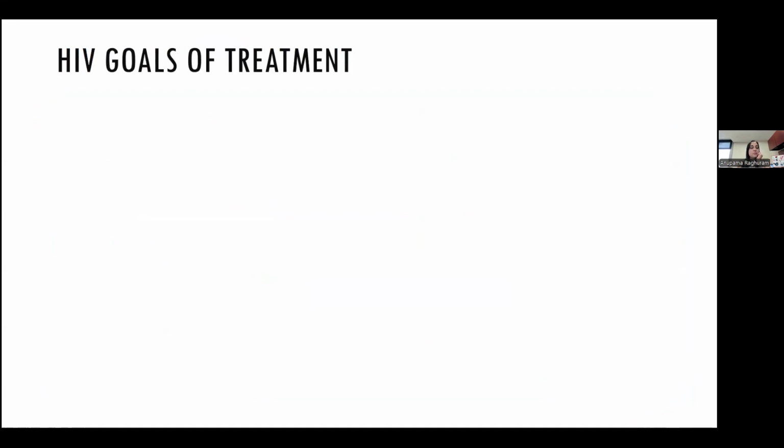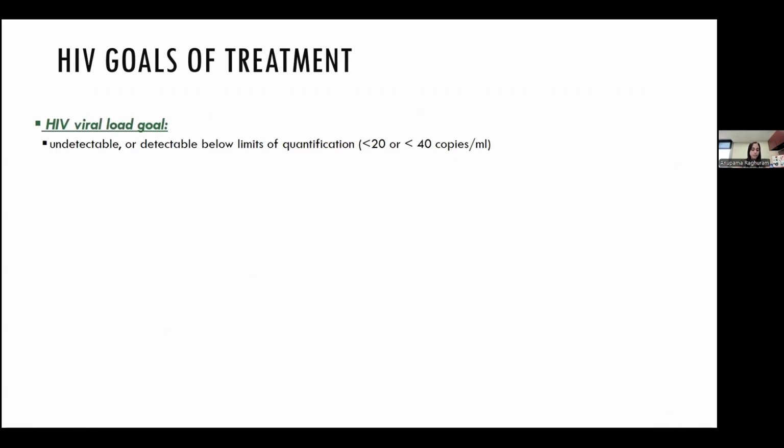Okay, now we talked about the monitoring and when to monitor and what to monitor. We're going to talk about goals of treatment now. What is your expected response to treatment? So number one, the viral load goal. So the goal is to be undetectable or detectable below limits of quantification. So essentially, it depends on the lab that you're using. So that number can be less than 20 or less than 40 copies per ml, right? That's what's considered pretty much undetectable.